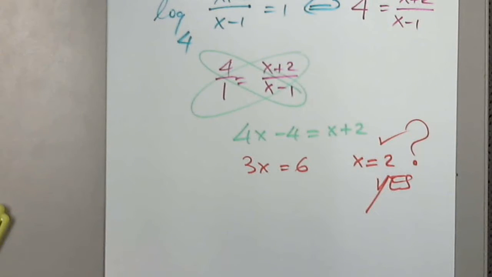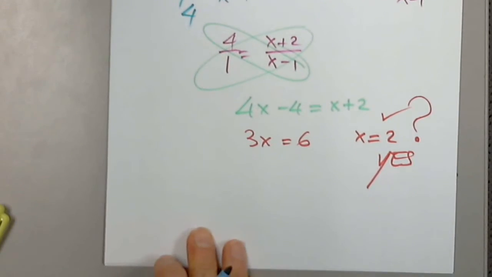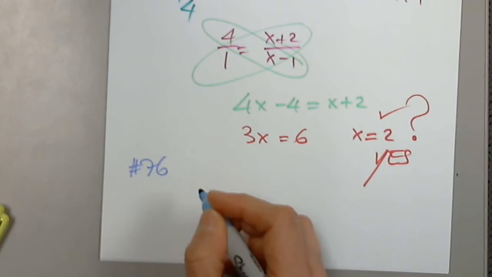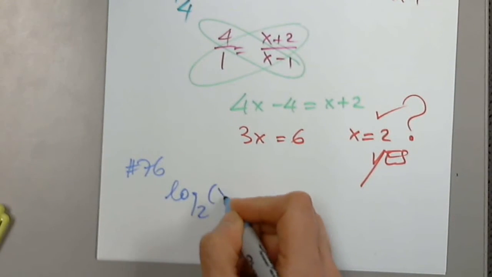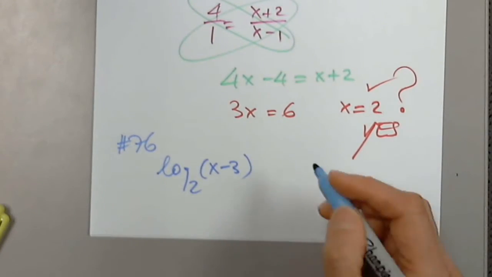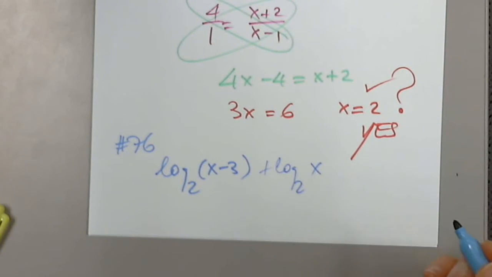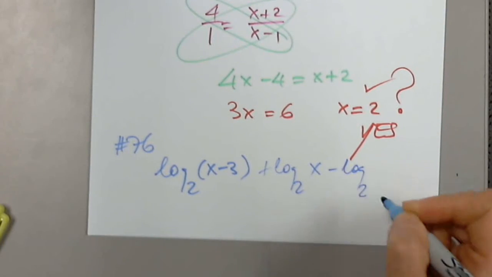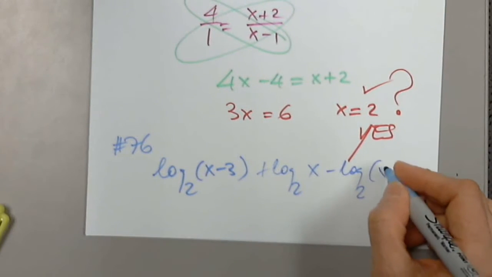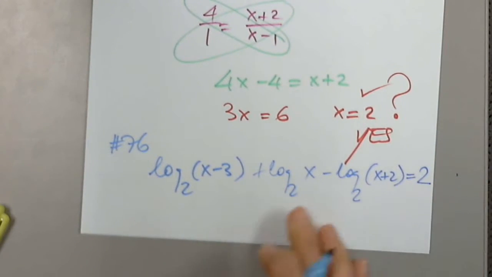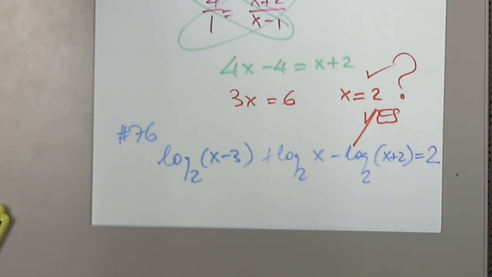Okay, so on the same page, 515, let's look at 76. Log base 2 of (x minus 3) plus log base 2 of x minus log base 2 of (x plus 2) equals 2.